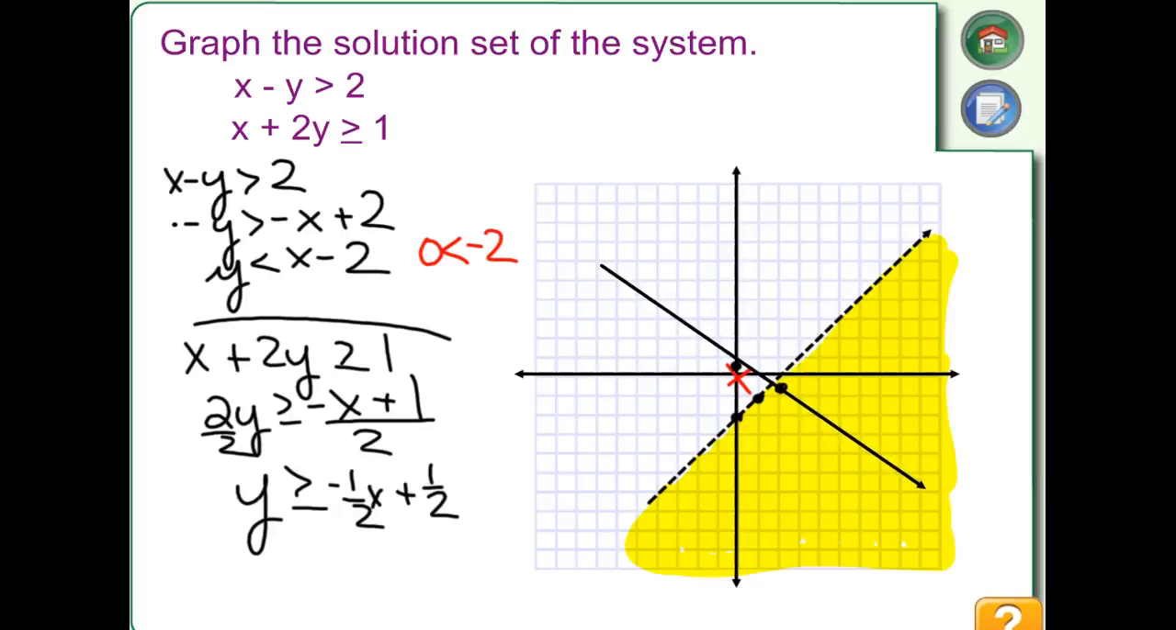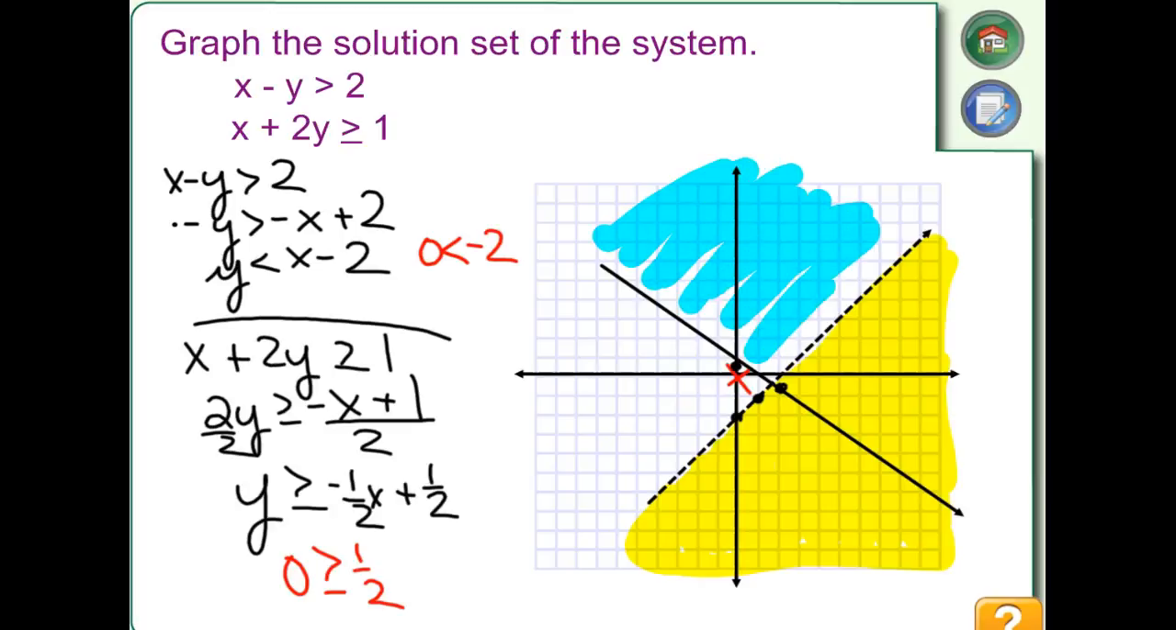I can still use 0, 0 as my test point. So we're going to get 0 greater than or equal to 1/2, and that's false. And so we don't color in, we don't cover X marks the spot. We go to the other side and color that in. And once again, where our two colors overlap, that's going to be my answer. So when you see the green zone where the two overlap, that's the answer.